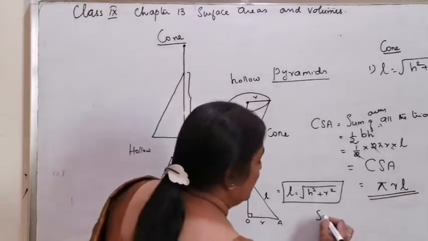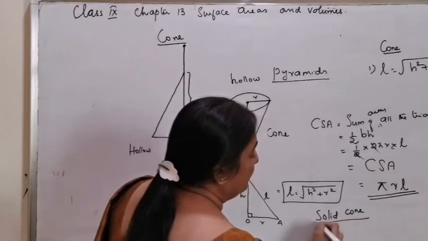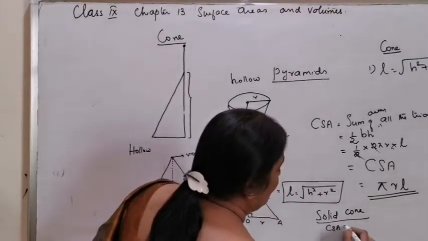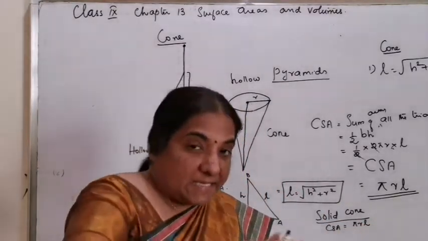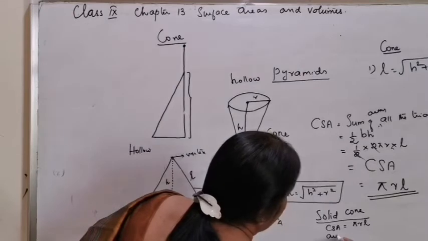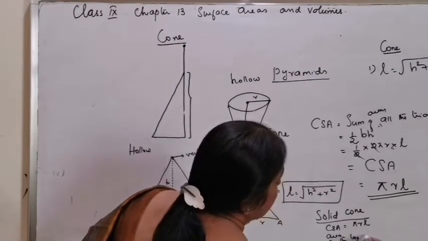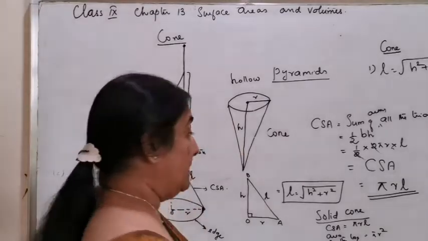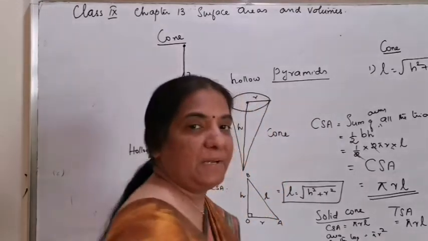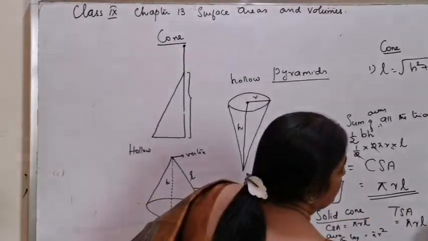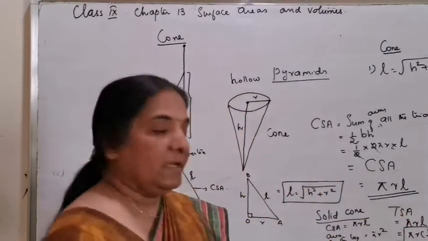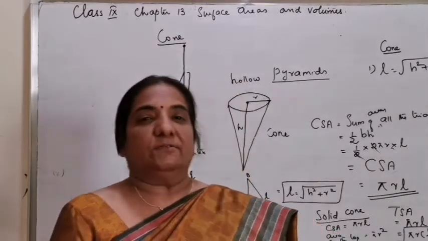Now you imagine a solid cone. If you imagine a solid cone, it has a curved surface area of pi r L. It has a circle on the base, and the area of the base is pi r square. So the formula for total surface area will be curved surface area plus the base area pi r square, which is equal to pi r into L plus r. These are the two formulas for a cone.